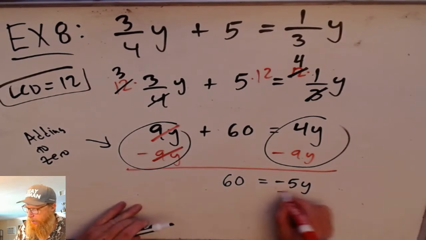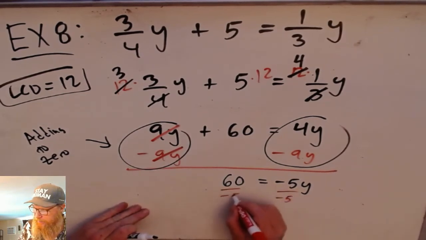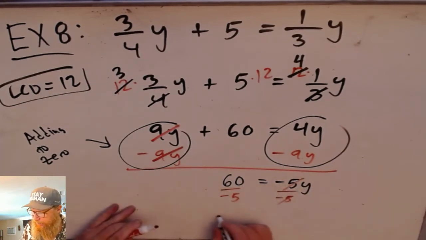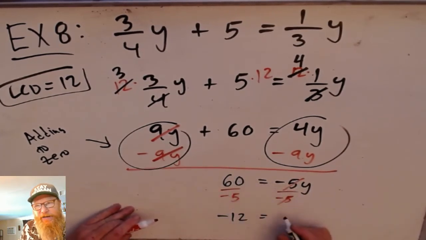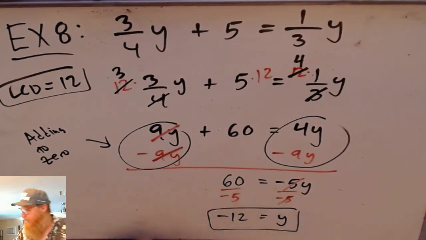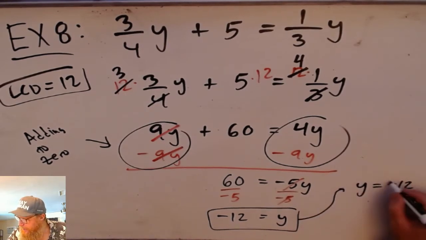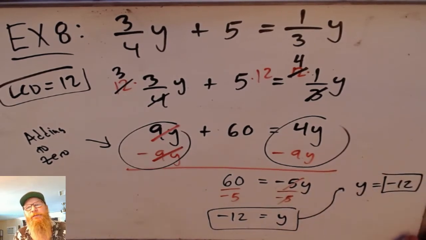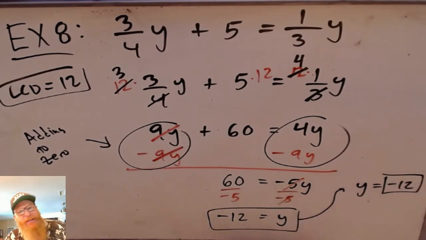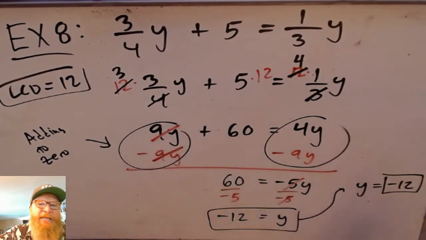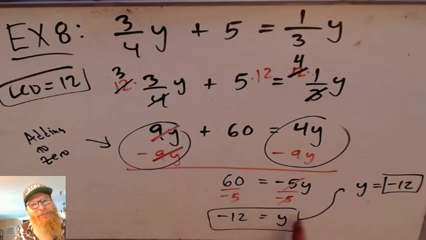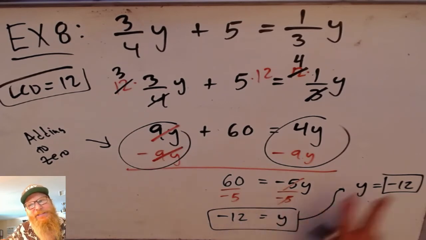Finally, I want to get my y isolated, so I'm going to divide both sides by negative 5. 60 divided by negative 5 is negative 12. Typically, you rewrite your answer this way. Y equals negative 12. That's the traditional, we call that the right-handed presentation or solution or whatever you want to call it. It's okay to be backwards, but as long as you understand that these mean the same thing.